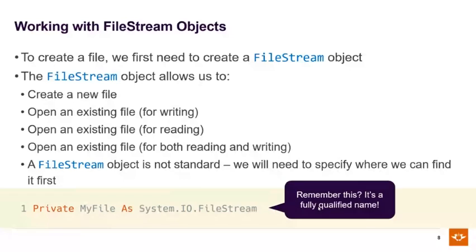A file stream object is not standard, and we will need to specify where we can find it first. So we start off with the file stream and the location of the file stream object, the type itself. So we have Private, any variable name, as System.IO.FileStream.